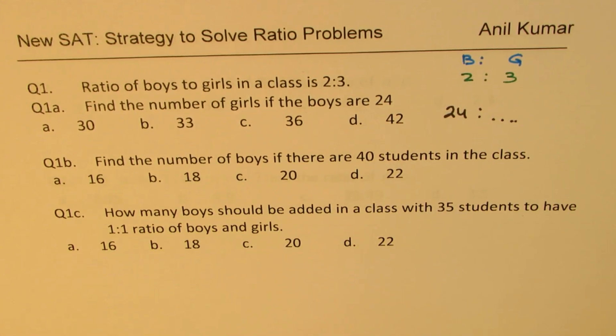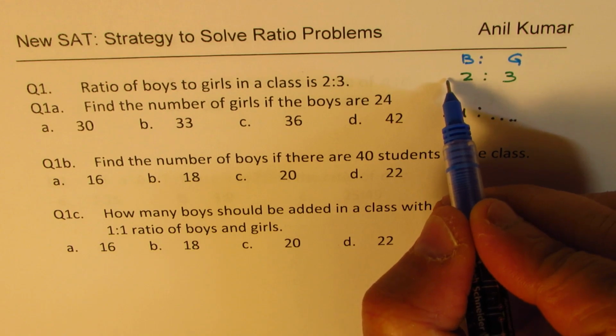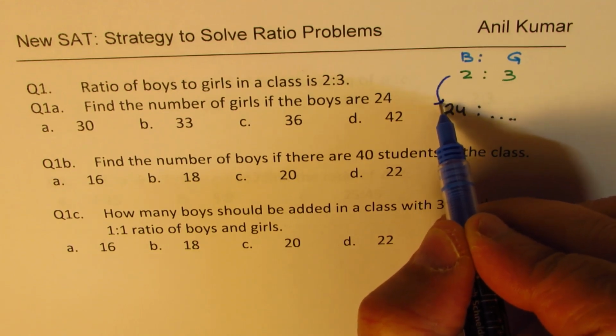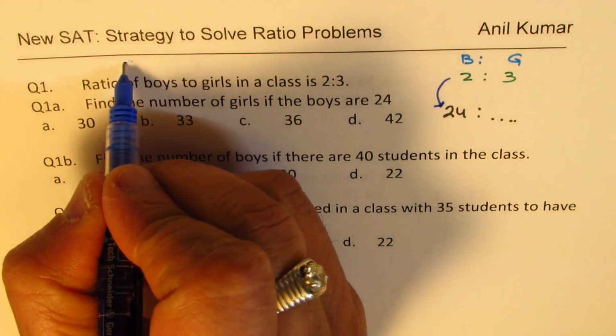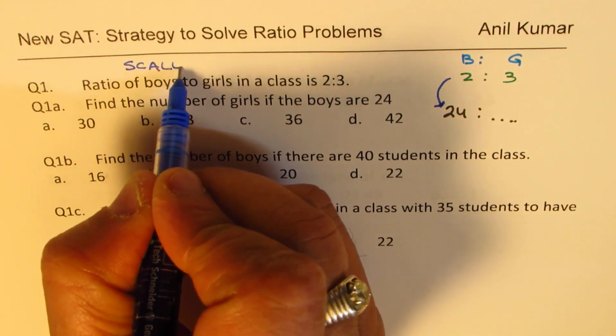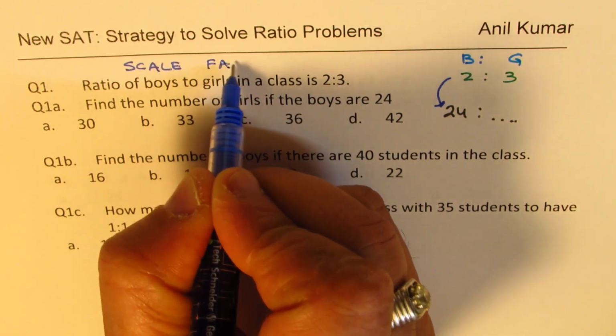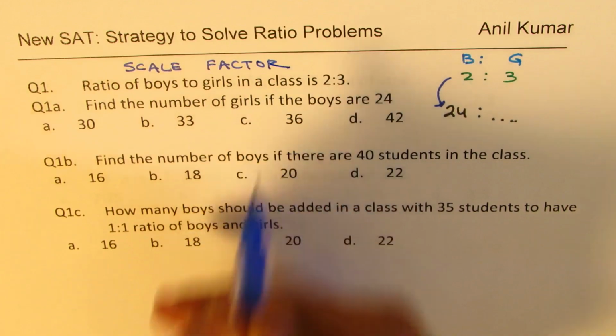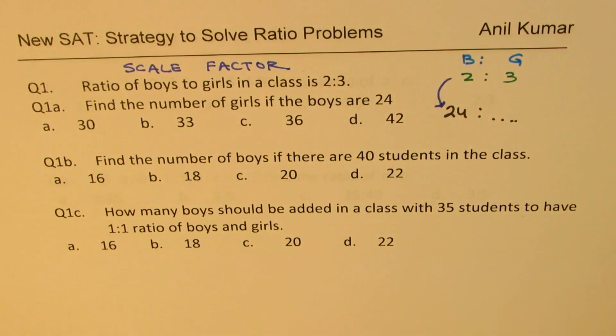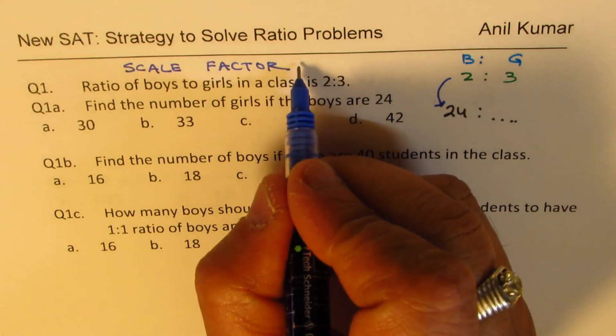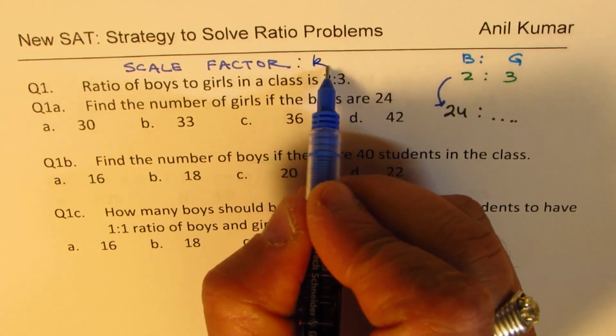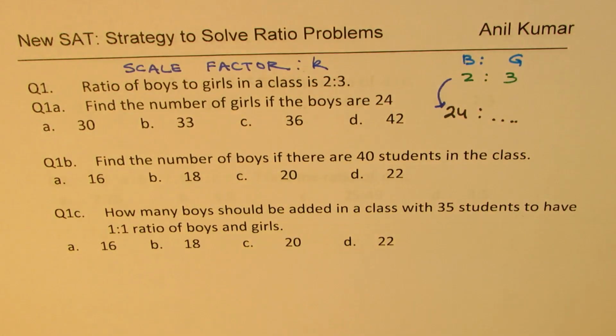Now this kind of question can be easily solved with ratios. Now we know that ratio is 2:3, right? That means what? Well, in ratios, we have a scale factor, right? So remember scale factor. So all ratio problems will be solved by a scale factor, let's say by k. So that is to say, we need to multiply both by the same term, only then the ratio remains same.